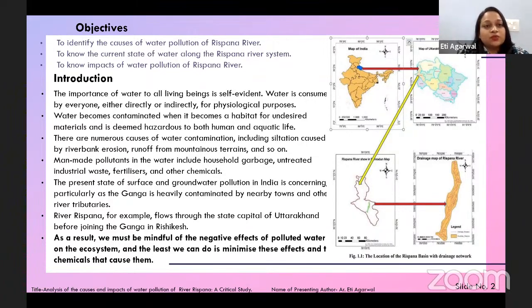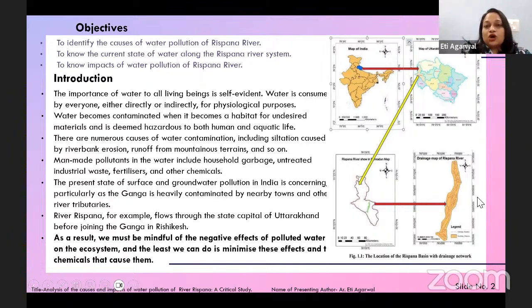So the objectives of this paper were to identify the causes of water pollution, then to know the current state of water along the River Rispana system, and then to know the impacts of the water pollution, what are the major impacts that it is leading to. As you can see on the maps on the right side, this is the map of India, then further leading to the map of Uttarakhand. This part in Dehradun is actually here, and this is the whole river drainage map of River Rispana.